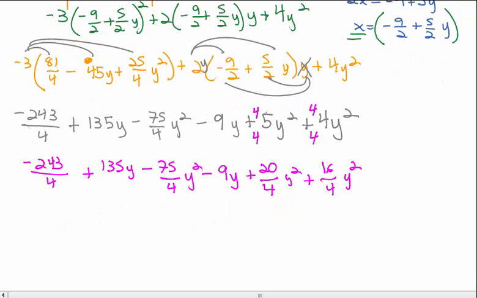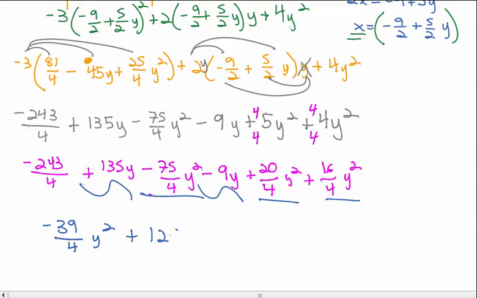Now when we add the y squareds together, we've got a common denominator, so we can add the numerators. Negative 75 plus 20 plus 16. Combining the y squareds will give us negative 39 over 4 y squared, plus the 135 minus 9 is 126y minus 243 over 4.